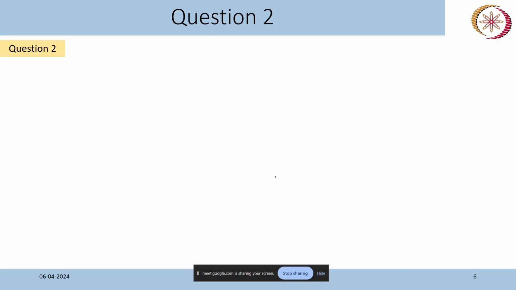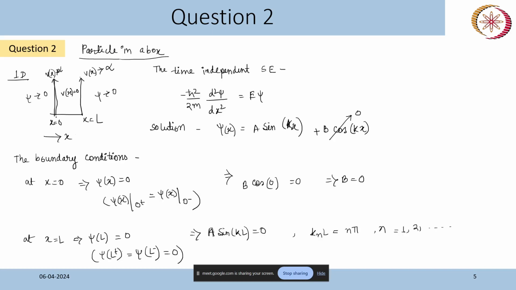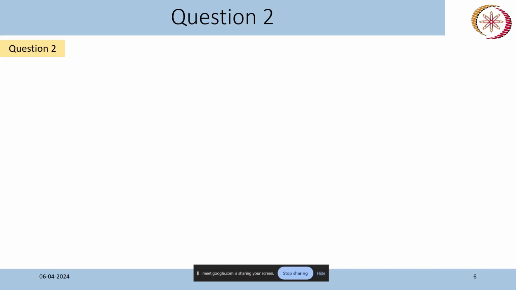Because of this kind of confinement, when the particle is confined inside of a potential well or inside of a box, the allowed energy levels will be quantized. And how are the energy levels quantized? The energy E is given as, so we know that energy is some form of p square by twice m. So this is h bar square k square by twice m.